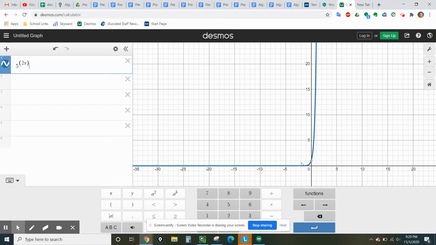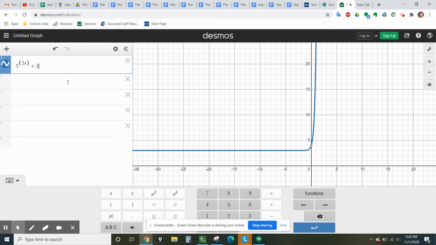So 5 to the 2x is right here. And when I hit that plus 3, all it did was scoot it up 3. It gave it a horizontal asymptote of 3. So does this one have a horizontal asymptote of 2? No, it doesn't. Let's look at the other one that was on the paper.